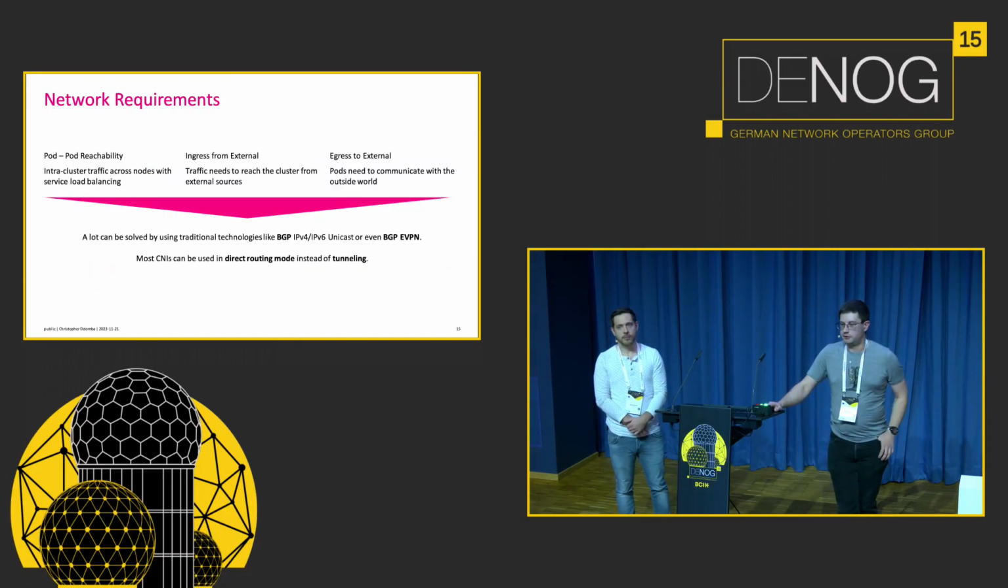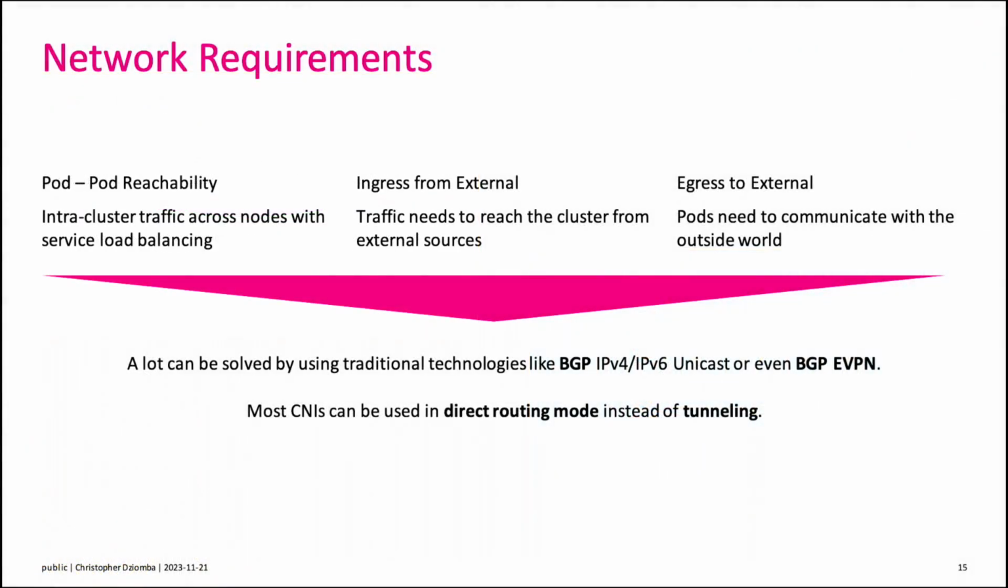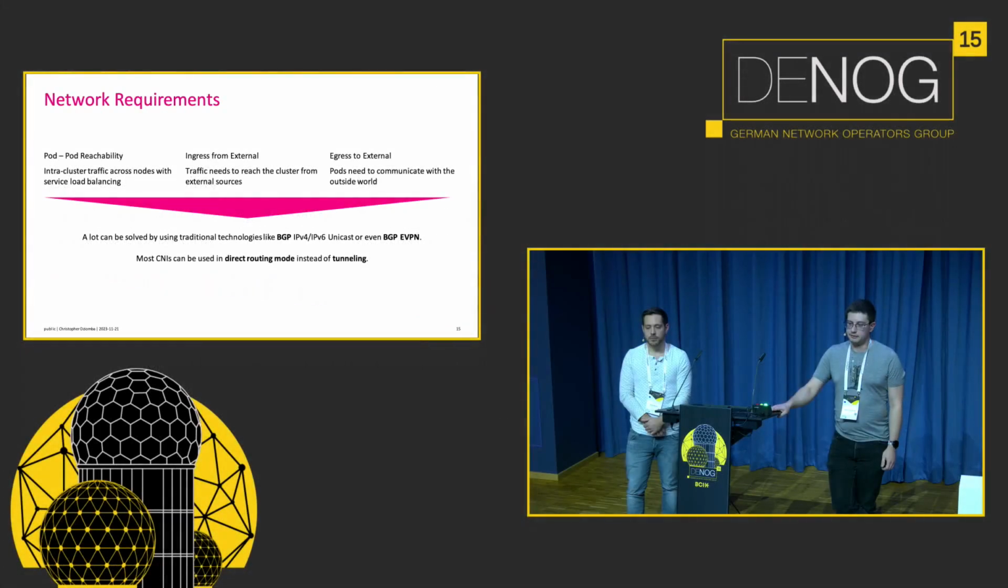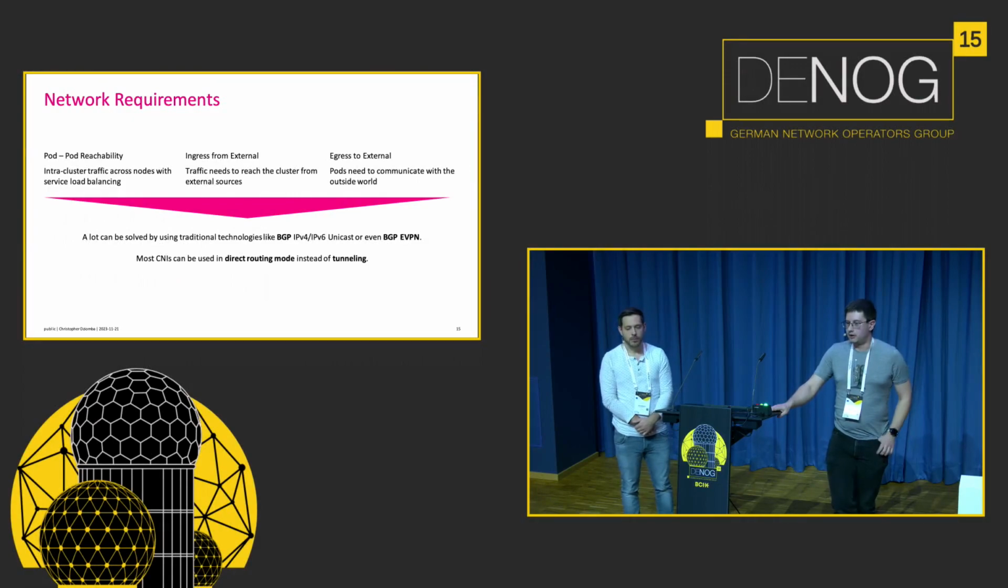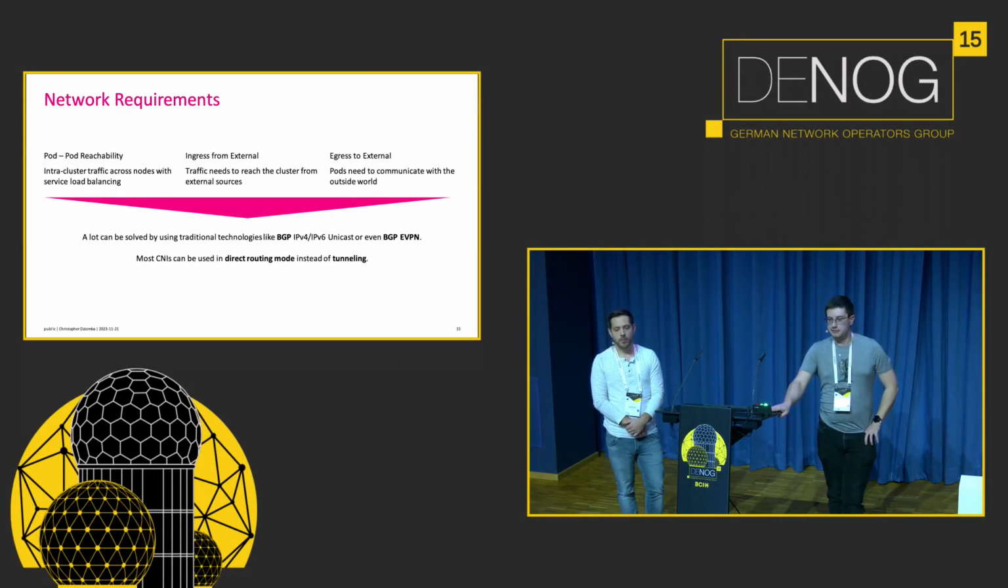In general, the networking requirements are not that complicated. We have pod-to-pod reachability, so pods inside the cluster need to be able to reach each other with load balancing. We need to have ingress and we need to have egress, because we need to reach things outside the cluster and we need to get reached from outside of the cluster. Most of those things can already be solved using BGP or BGP-EVPN. Yeah, that's basically what we are doing.